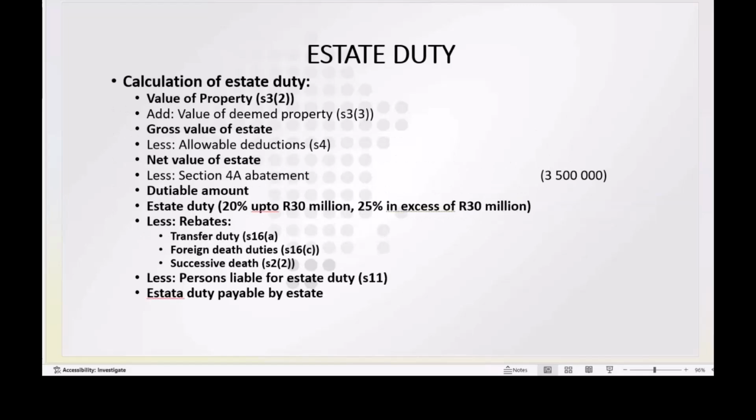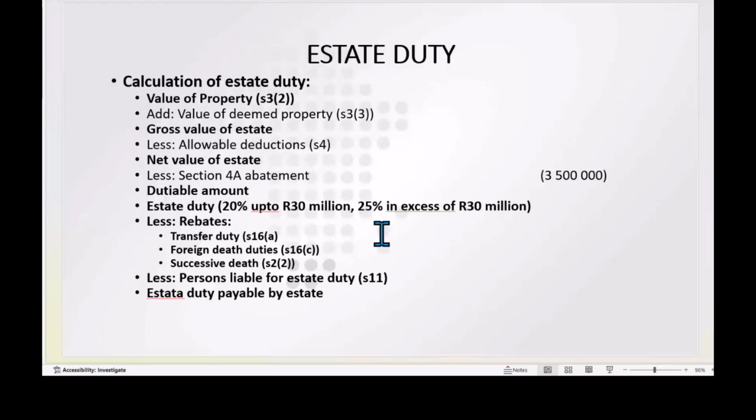So with estate duty as well, we also have our formats that we need to know when we have to do our calculation for estate duty. So first of all, we need to determine the value of the property in terms of section 3(2). Then you add the value of your deemed property, which you would find in section 3(3) of the Estate Duty Act. Then that will give you your gross value of estate. Then you are allowed some deductions in terms of section 4. So you will deduct those, and then you would get your net value of estate.